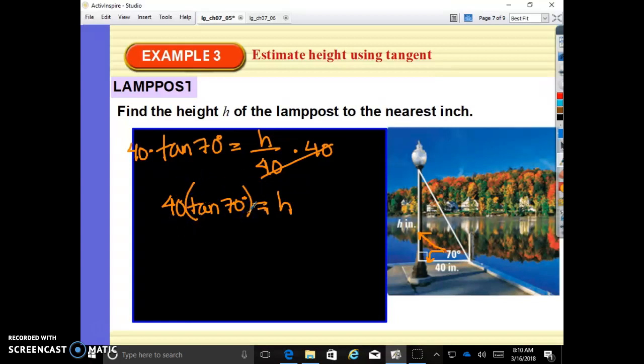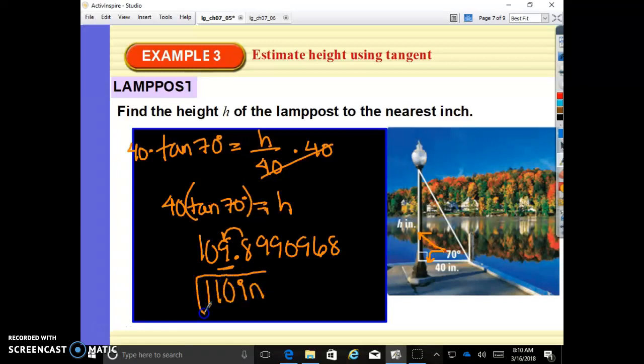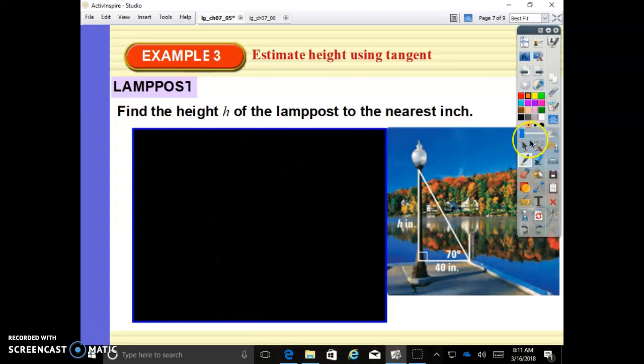So if you do 70 tan button times 40 equals, you should get 109.8990968. To the nearest inch, that 8 makes the 9 a 10, 110 inches. Make sure you can do this in your calculator. Plug this into your calculator now. 70 tan button times 40. Are you guys good? We're able to get there? Fabulous.